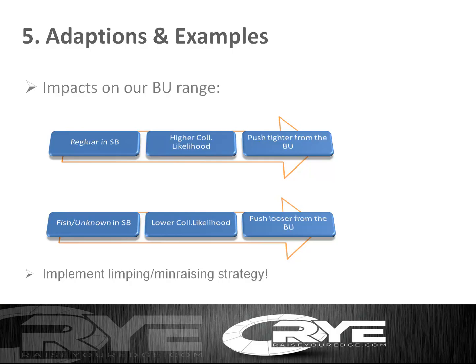This means for us, when we have a reg in the small blind, we should push tighter on the bubble or four-handed from the button than Nash suggests. When we have a fish or an unknown in the small blind, I would assume that the unknown is not that experienced with Nash ranges and that he shoves too tight in general. So we should just jam a hand we are unsure about, cause now the collusion likelihood is lower.